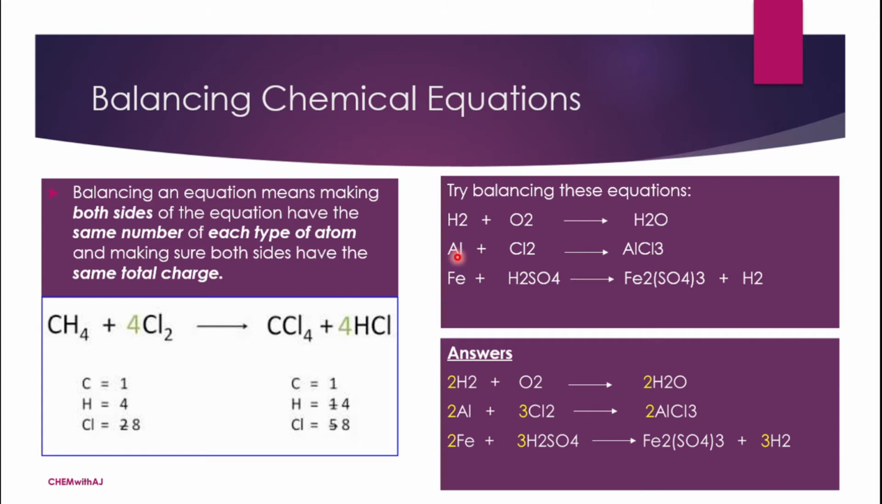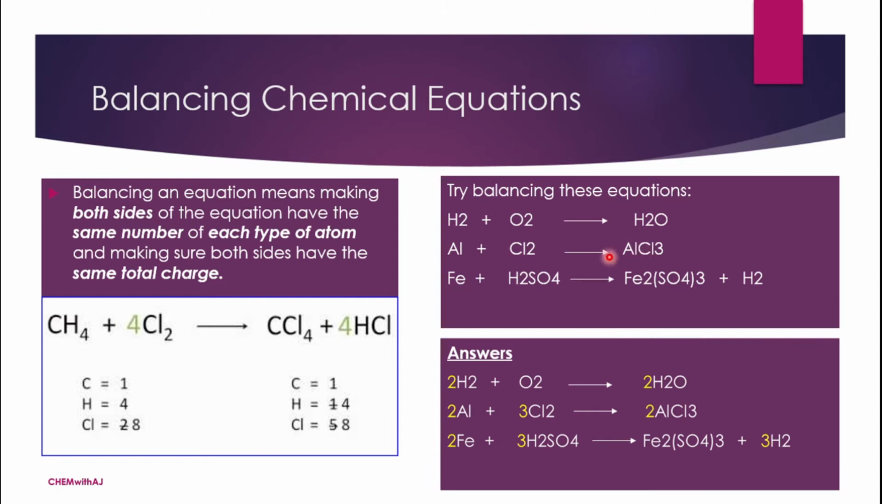Then in the second one, aluminium plus chlorine gives us AlCl3. So we start off with the aluminium. We have 1 aluminium atom here, 1 here, so it's balanced. Then we move on to Cl. Here we have 2 Cl, but here we have 3 Cl. So how do we balance this? We have to find the lowest common multiple of 2 and 3, which is 6. So we have to make sure both sides have 6 chlorine atoms. How do we make this side have 6 Cl atoms? We write a 3 here. So 3 into 2 gives us 6 Cl atoms in total on this side. How do we make this side have 6 Cl atoms? We write a 2 in front of this. So 2 into 3 gives us 6 Cl atoms.